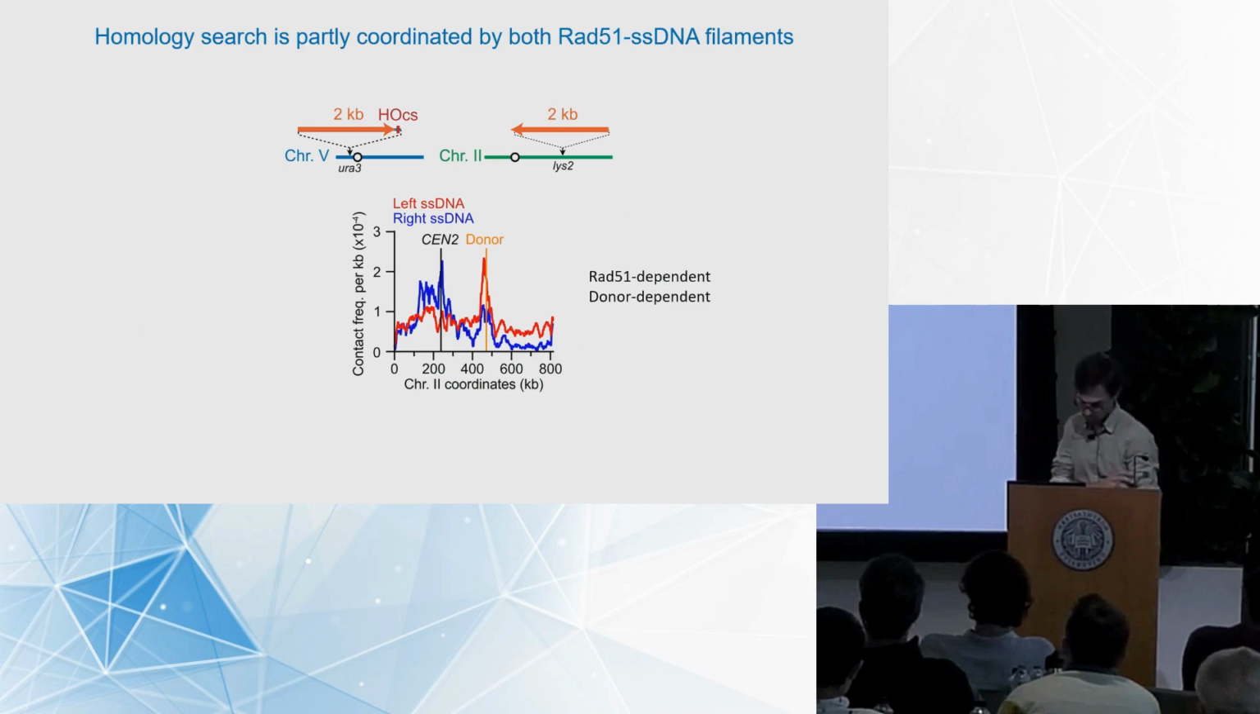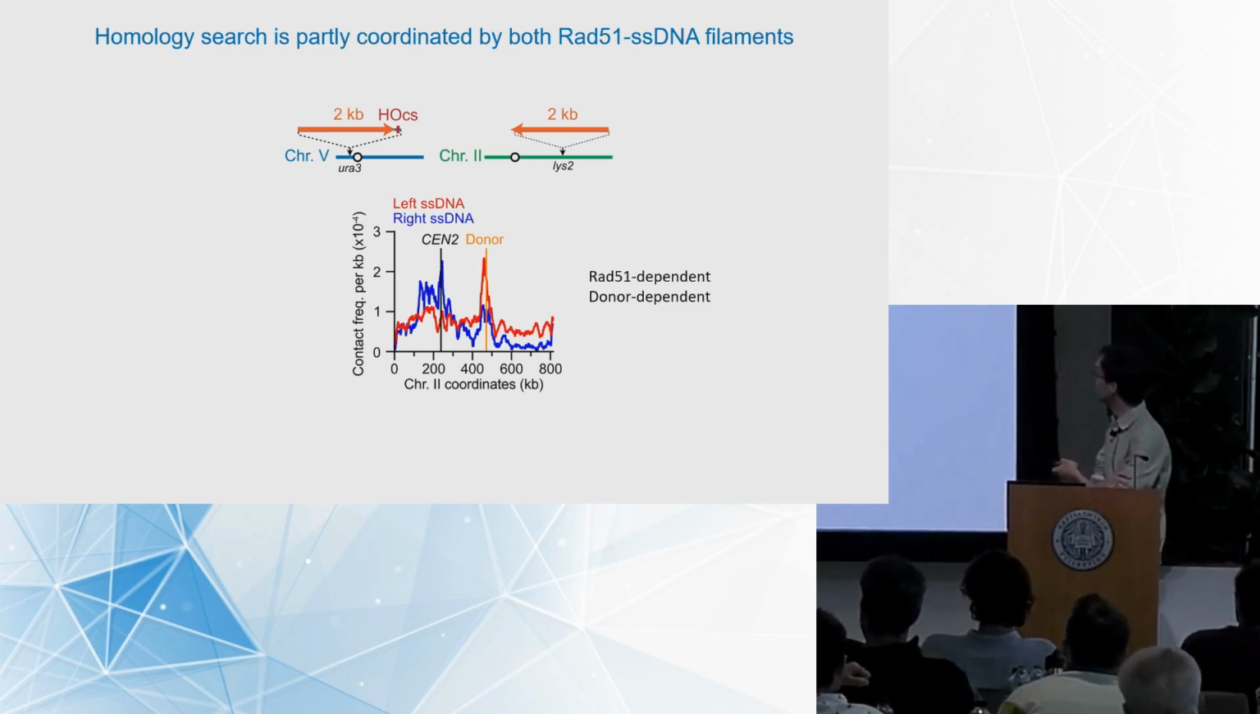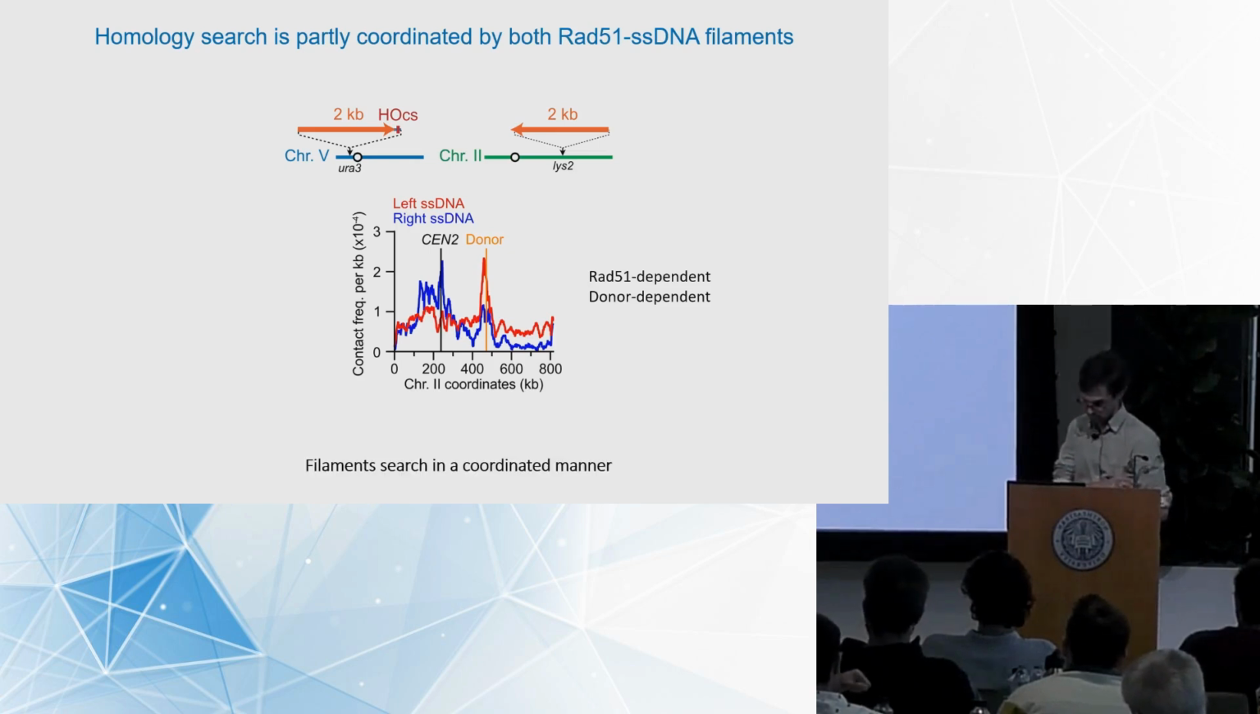And so I told you at the beginning that we provided homology to the left end of the break, not the right end. The right end has no homology with that site, okay? Yet, what you see is that the left and the right end interact with the donor site. So that means, and this is Rad51 dependent and donor dependent, that the two ends search for homology in a coordinated manner.